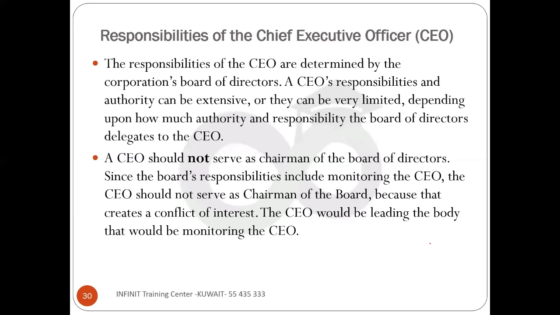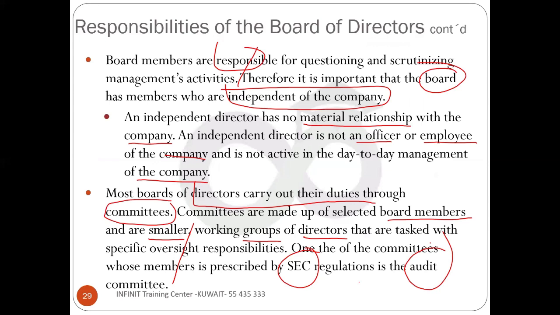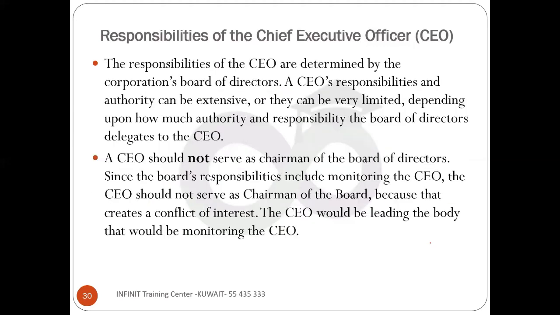This is responsibilities of the chief executive officer or CEO. Now, the board of directors, they are electing a management, and normally the management is led by CEO. And what is his responsibilities? The responsibilities of CEO are determined by corporation board of directors. A CEO's responsibilities and authorities can be extensive or they can be very limited, depending upon how much authority and responsibility the board of directors delegates to the CEO.